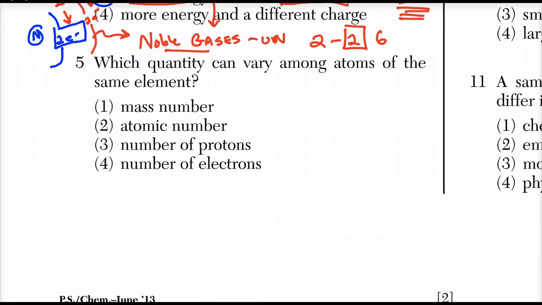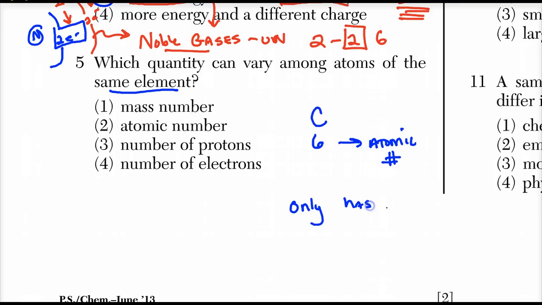Number 5. Which quantity can vary among atoms of the same element? So if we have the same element, we know one thing. For instance, carbon. Carbon has atomic number 6. This is the atomic number. Now, why is it the atomic number? Because it identifies the element. Only carbon has 6 protons. That's what keeps or makes carbon unique.